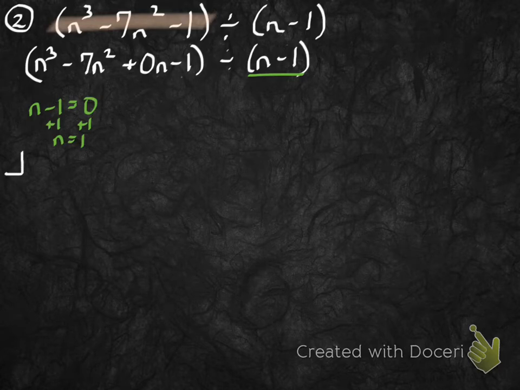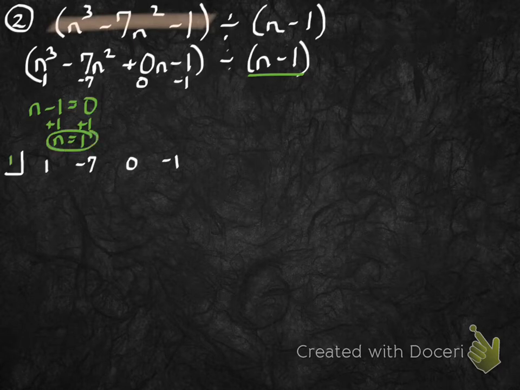So we're going to go ahead and write our synthetic division form. And let's write our coefficients. So the coefficient in front of this one is a 1, a negative 7, a 0, and negative 1. And the 1 from here goes here.